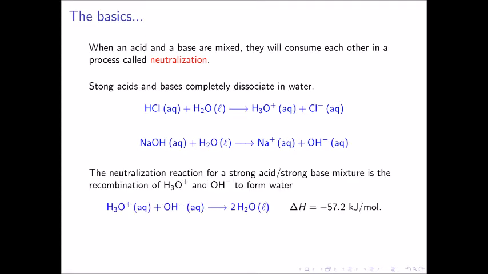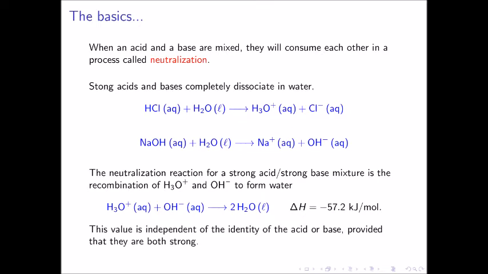The neutralization reaction for a strong acid-strong base mixture is the recombination of the hydronium ions with the hydroxide ions to form water. H3O+ plus OH-, forming two water molecules. The delta H value for this, the heat of neutralization, is negative 57.2 kilojoules per mole. Note that this value is independent of the identity of the acid or base, provided that they are both strong. For example, if we neutralize nitric acid with lithium hydroxide, we will also obtain a value of delta H equal to negative 57.2 kilojoules per mole.